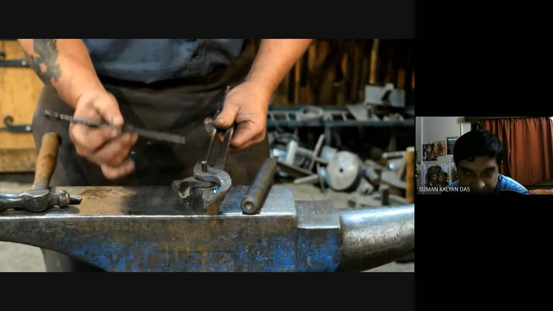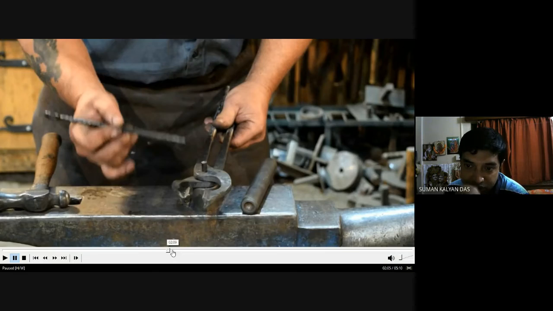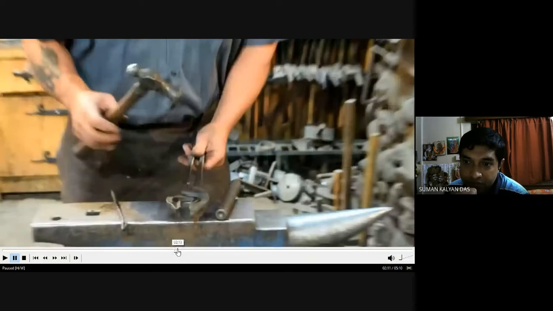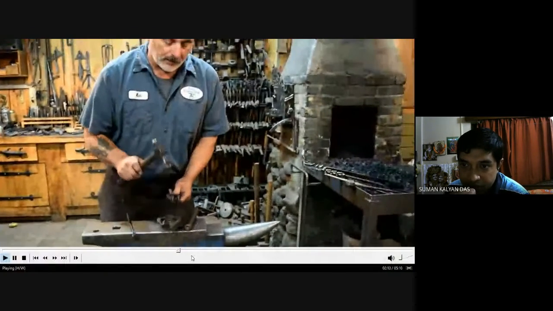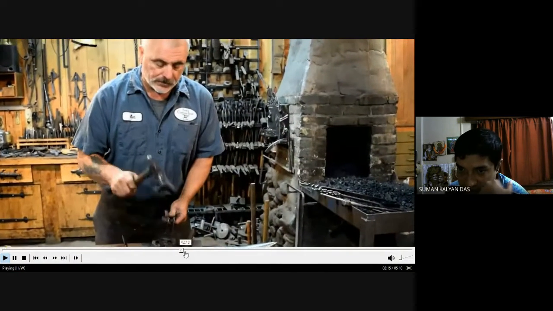Now, what he is trying to explain, I guess, is that this length is important, because too much length of the rivet protruding from this side will create an issue. So the length of the rivet should be judiciously selected, keeping in mind the thickness of the plates, and how much you need to keep projected on the other side. Okay, so initially he just makes some hits.